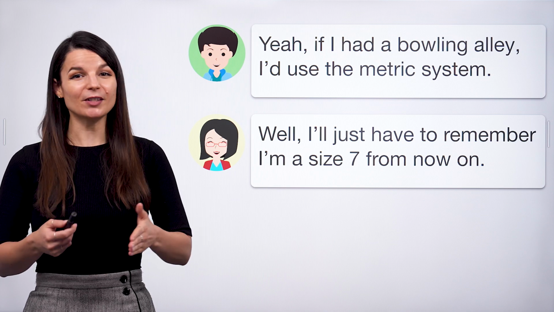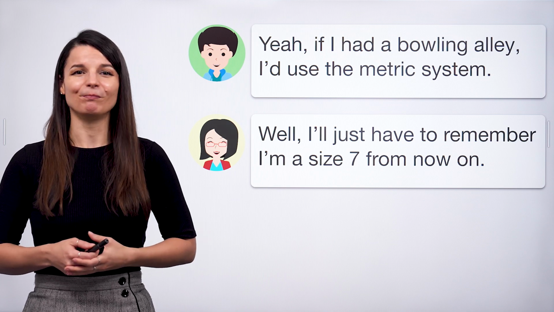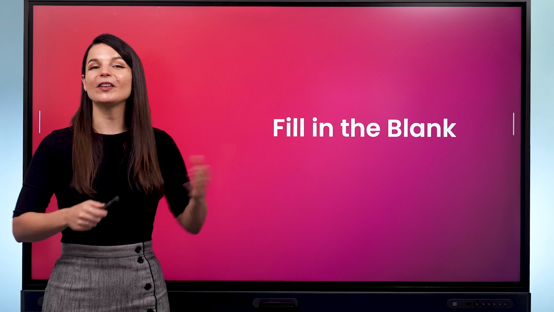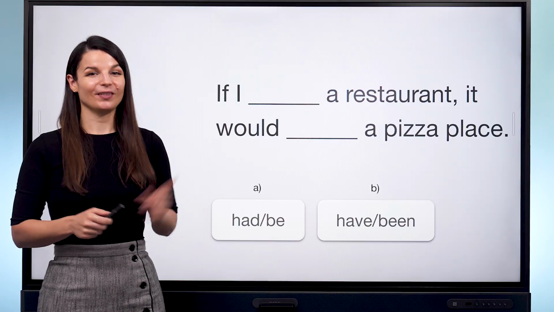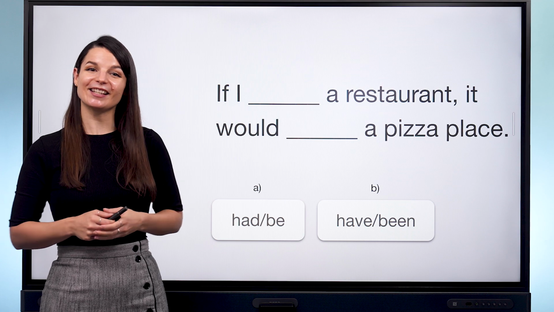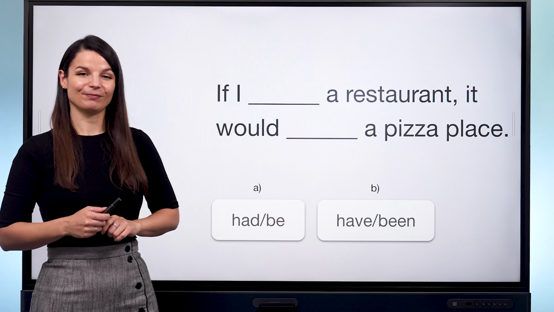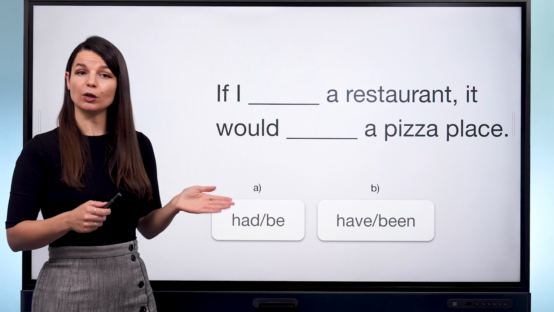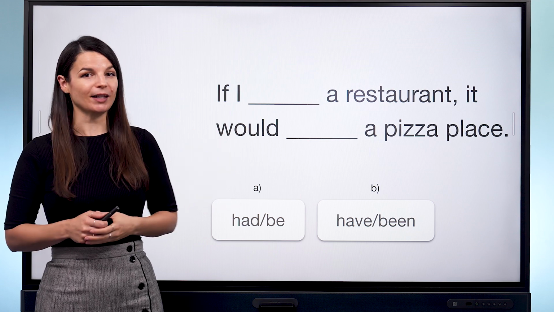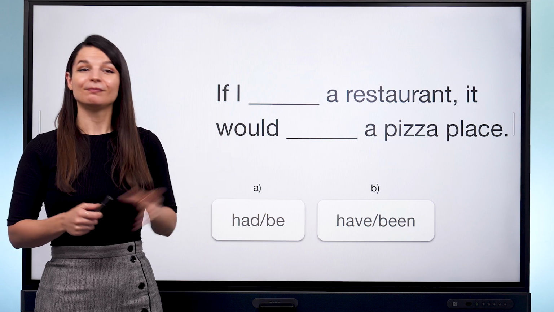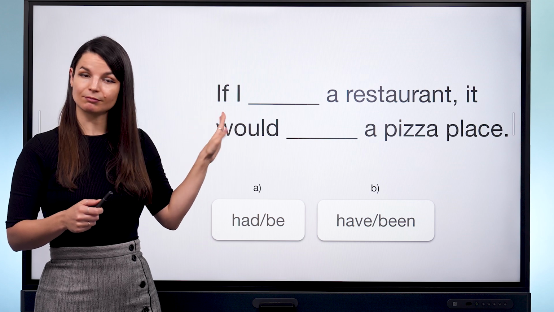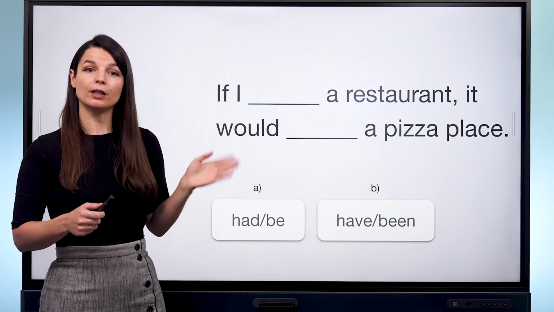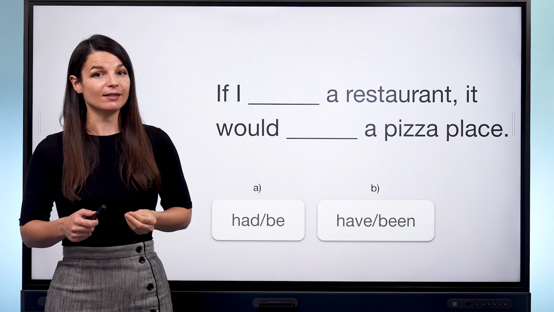Let's practice with this grammar more in this lesson. Let's do some fill-in-the-blank questions. Choose the best answer to complete the sentence. Ready? If I, a restaurant, it would, a pizza place.